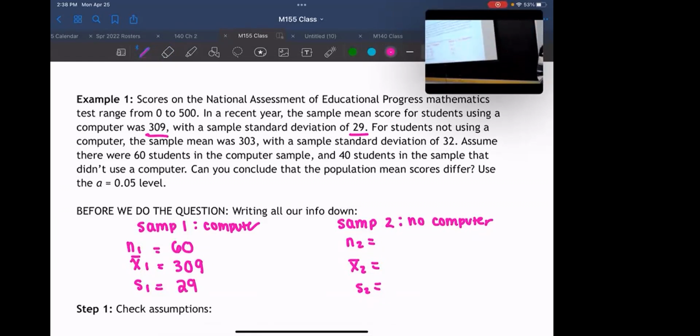Cool. I'll tell you that the sample size of sample 2 was 40, and it had a sample mean of 303, sample standard deviation 32. Everyone agree with me here?